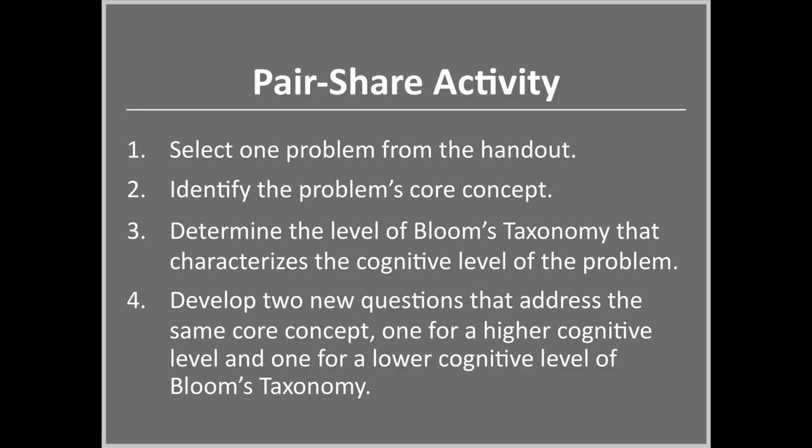In this pair-share activity, work with one other person from a similar discipline. First, select one problem from the handout of sample problems. Identify the problem's core concept, and determine the current cognitive level of Bloom's taxonomy that characterizes the problem. Then, work together to develop two new questions that address the same underlying concept. One of your new questions should address a lower cognitive level, and the other question should address a higher cognitive level of Bloom's taxonomy.